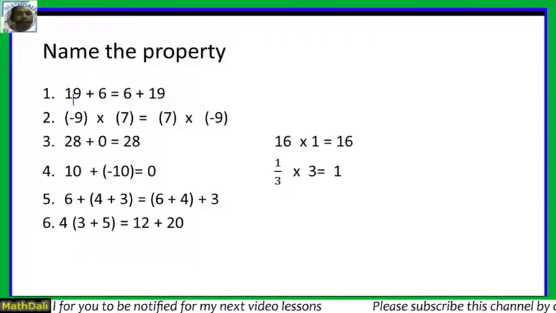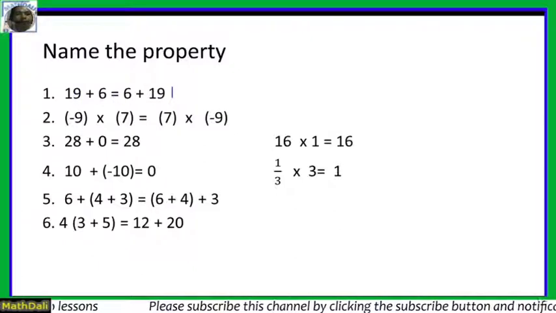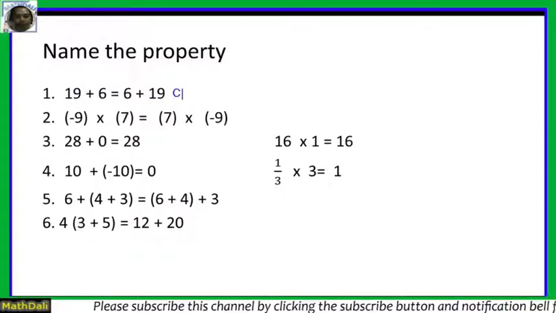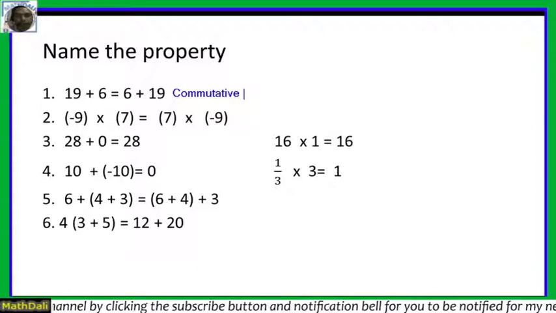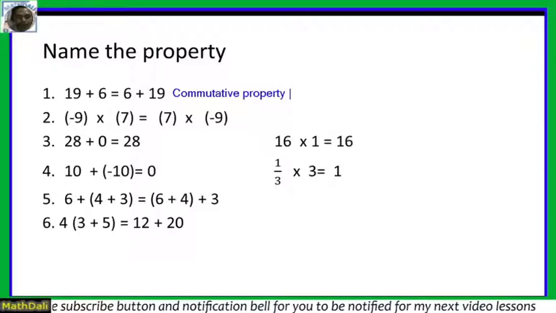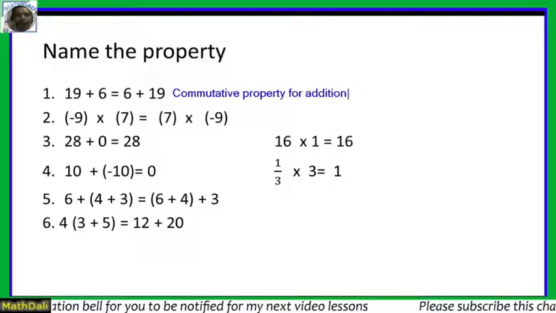So 19 plus 6 is equal to 6 plus 19. Makikita nyo, nagkapalit lang ng pwesto yung ating addend. So ang tawag natin dyan ay commutative property. Para specific, lalagay natin yung for addition, kasi ang operation natin dyan ay addition.